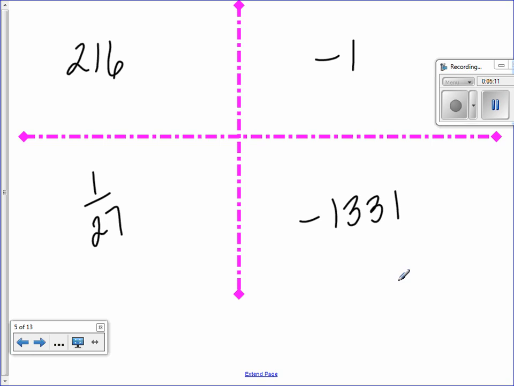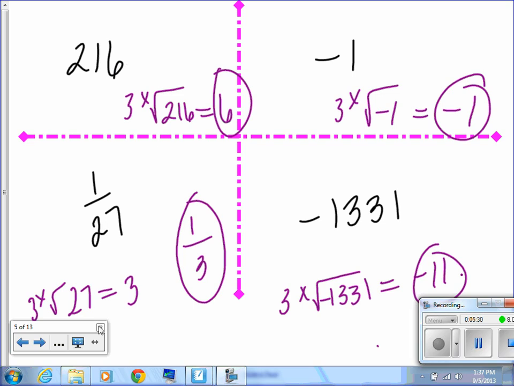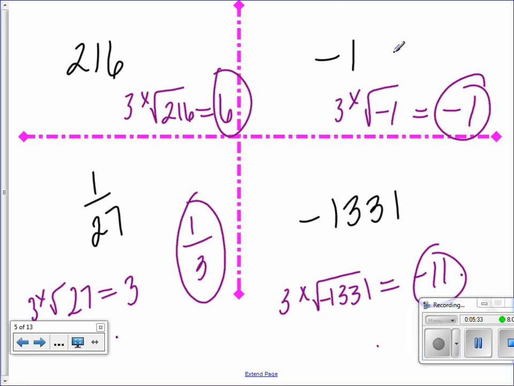I want you to find the cube root of these numbers using your calculator. Using your calculator, you should have gotten 6 as the cube root of 216, -1 as the cube root of -1, 1/3 as the cube root of 1/27, because again, 1 times 1 times 1 gives me 1, so that's the numerator, and we find the cube root of 27. And then for -1,331, your answer is -11.